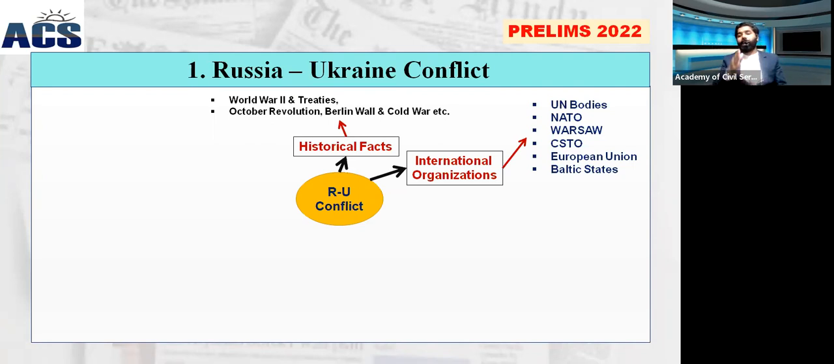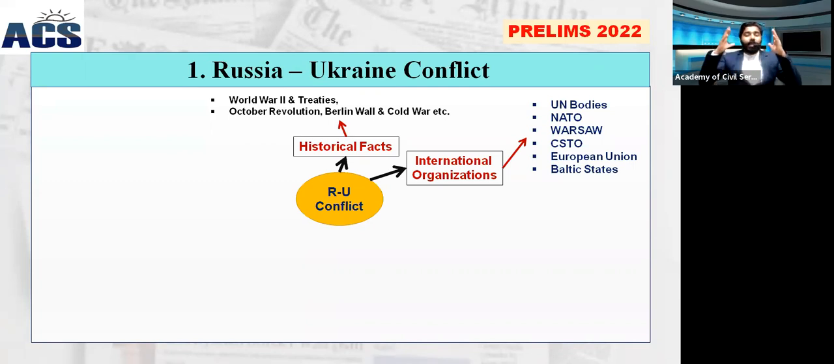Then another institution that we need to refer to is NATO. Russia was claiming that the expansion of NATO was the major cause of their invasion of Ukraine. So definitely, who are the members of NATO? When was NATO formed, and what are the reasons behind the formation of NATO?